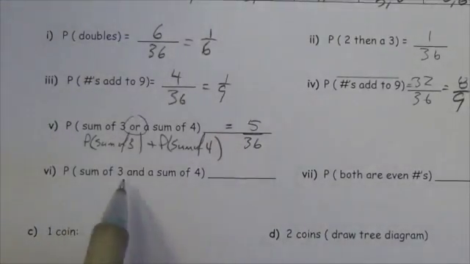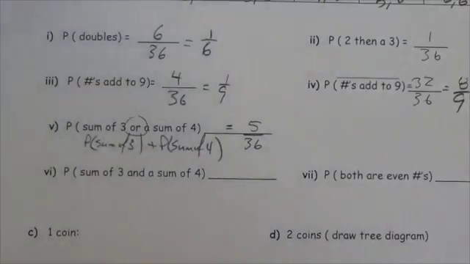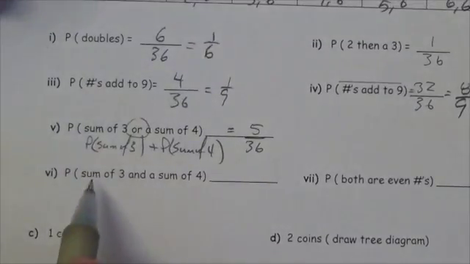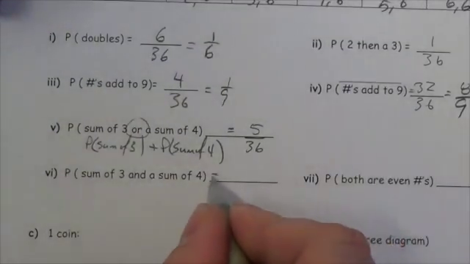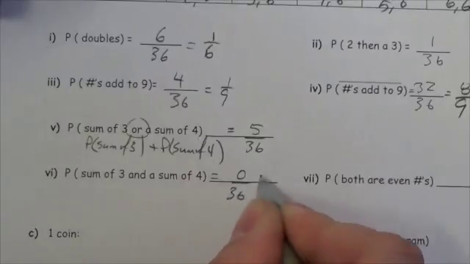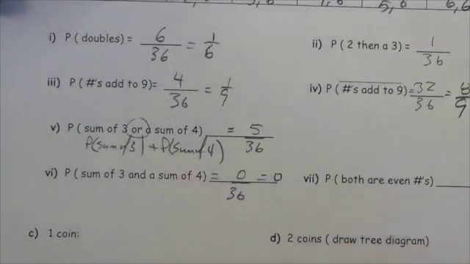The probability of a sum of 3 and a sum of 4. Well, I just finished saying that you can't have those both together. It's not possible to get a sum of 3 and a sum of 4. So that is actually going to be 0 out of 36, or just 0.